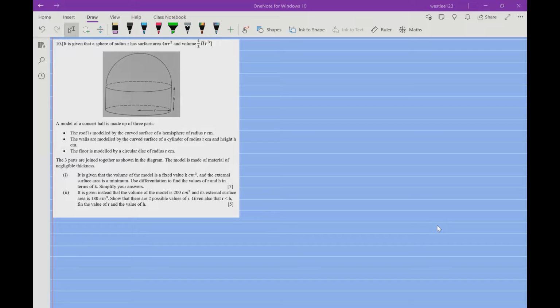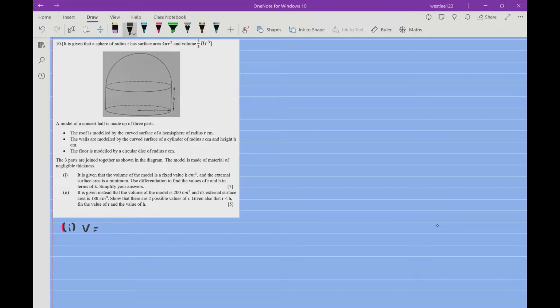In part 1, it is given that the volume is a fixed value K and the external surface area is a minimum. So we are supposed to use differentiation to find the values of R and H in terms of K. So first thing, volume.